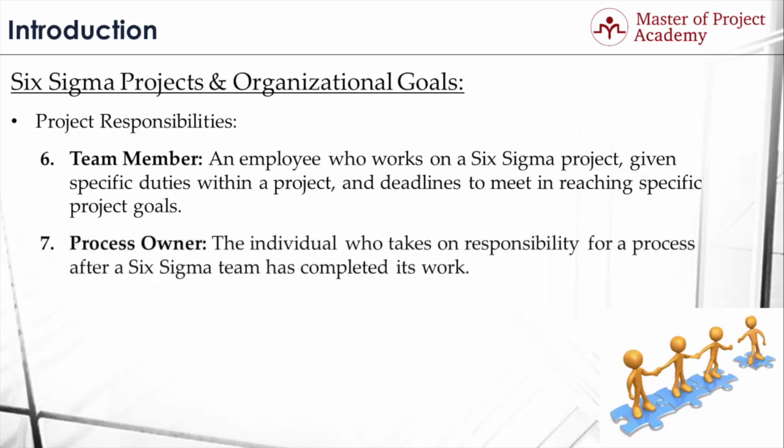And 7. Process owner. The individual who takes on responsibility for a process after a Six Sigma team has completed its work. During this lecture, we have seen Six Sigma projects and organizational goals. We've seen how a project is selected and responsibilities within a Six Sigma project. During the next lecture, we will be going over the process for Six Sigma.